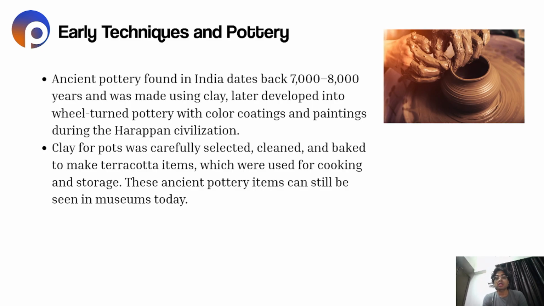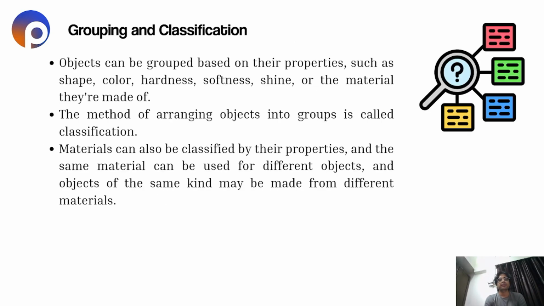Now, clay for pots was carefully selected, cleaned, and baked to make terracotta items, which were used for cooking and storage. So, they were used for cooking and storage. These ancient pottery items can still be seen in museums today.